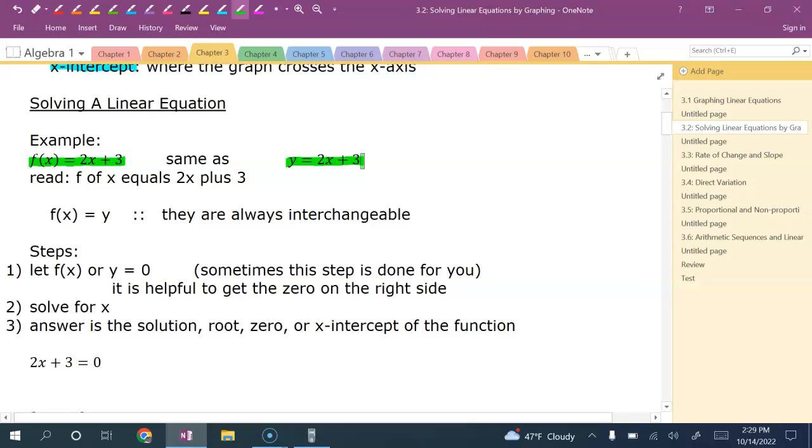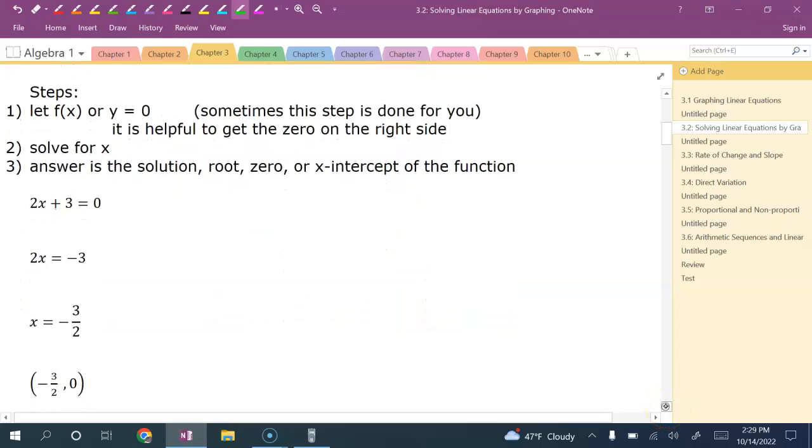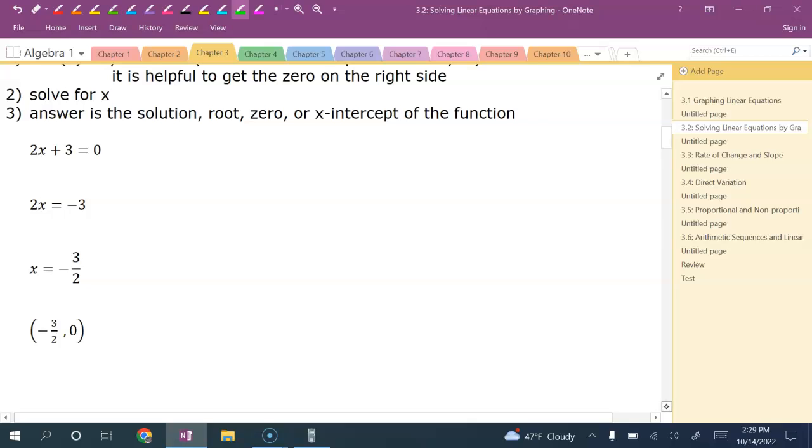Then you're going to want to solve for x, solving these equations like you did in Chapter 2, using one-step, two-step type setup and problems to get those terms by itself. And then when you get to your answer, so once you get to x equals whatever, that's going to be known as your solution, your root, your zero, or your x-intercept.